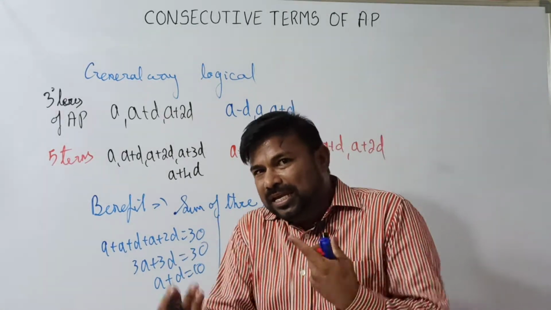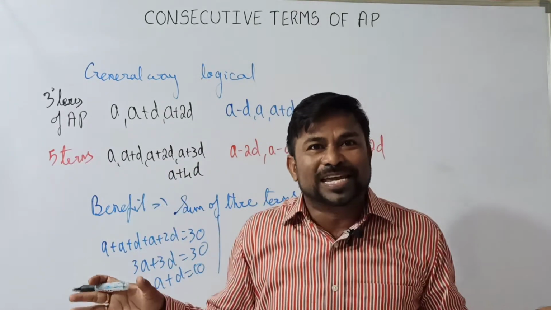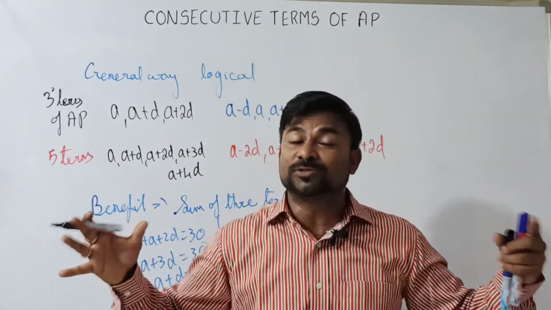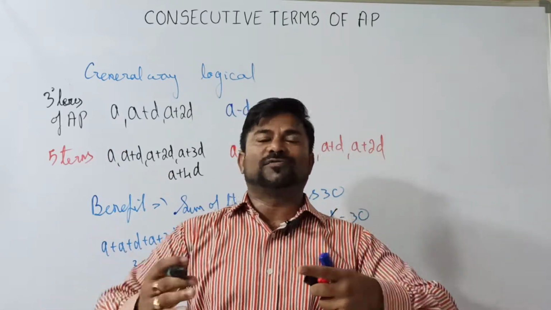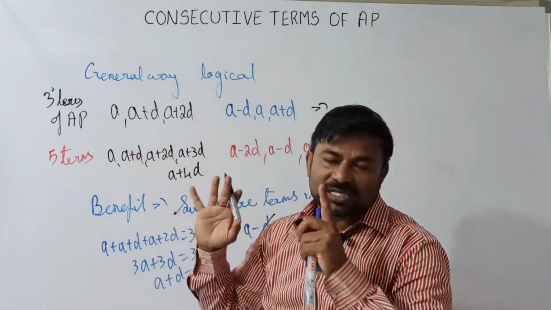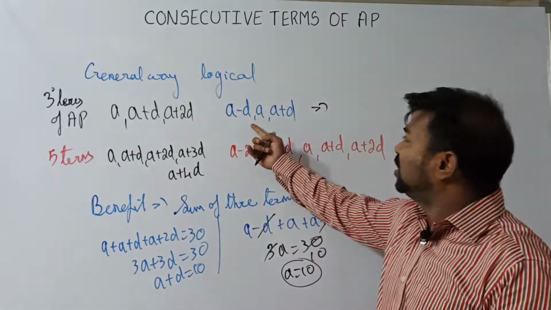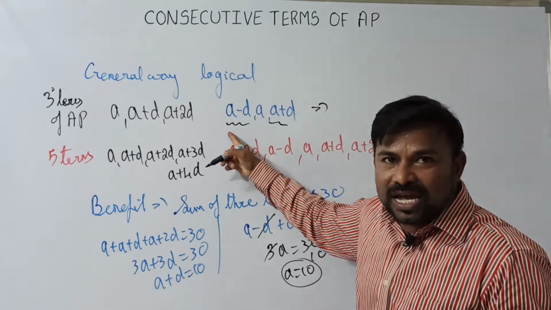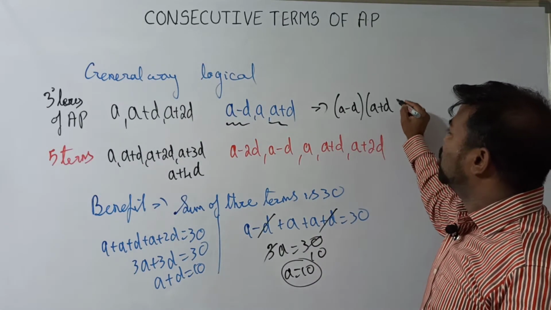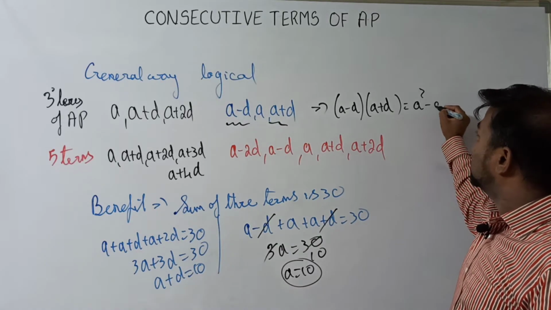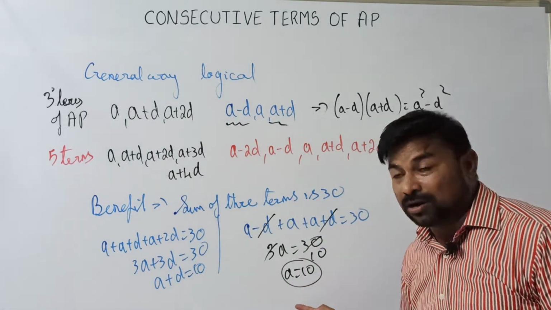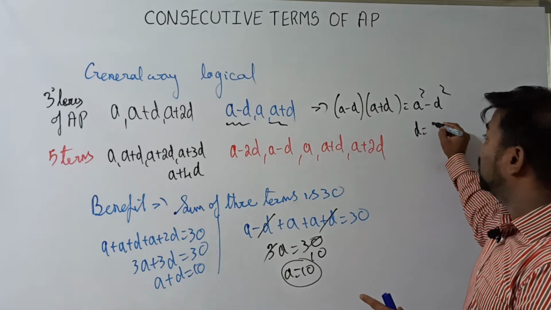That is, in the second case, suppose he is asking for the product of the extremes. So extremes means, as you know, the first one and the last one, the end parts. Suppose he says the product of the extremes is something like 10. If you take it in this way, you are still stuck with the two variables. But the product of the extremes is a minus d into a plus d, which, you know, in terms of the formula is a square minus d square. We'll be able to apply the formula, and whatever value we get from here, we can straight away substitute in that, and we can get the value of d.